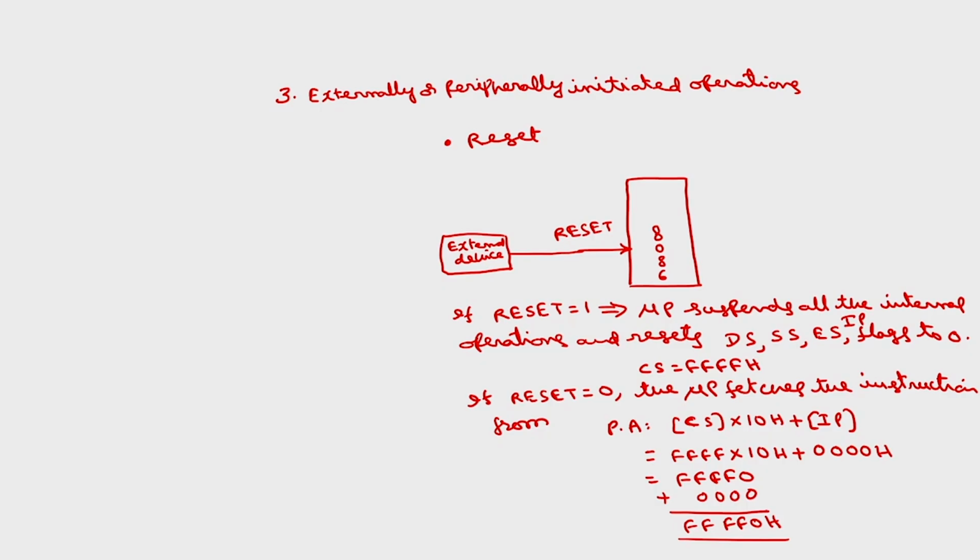Whenever the microprocessor receives a reset signal from the external device, it suspends all the internal operations and sets data segment, stack segment, extra segment, instruction pointer and flags to 0, whereas the code segment will be set to FFFFH. If the reset becomes 0, the microprocessor fetches the instruction from the physical address, calculated by code segment into 10H plus instruction pointer, which becomes FFFF0H. This is the first externally or peripherally initiated operation.